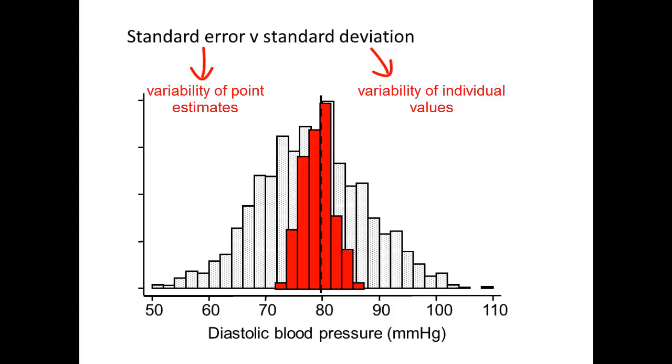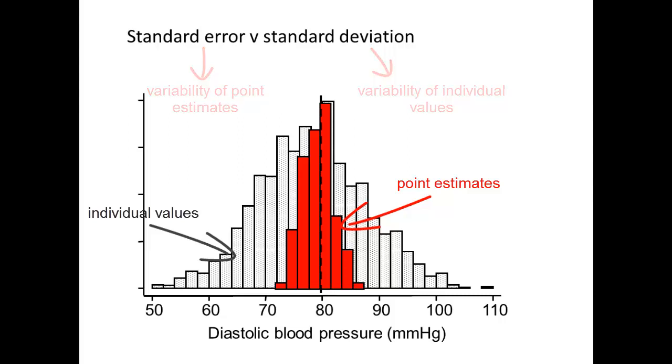And we can see that by overlaying the two distributions. So the red bars are from the sampling distribution of the point estimates, and the background grey bluey bars are from the distribution of the individual values. And you can see that the variation of the point estimates is much lower than the variation of the individual values. However, in one aspect they're similar.